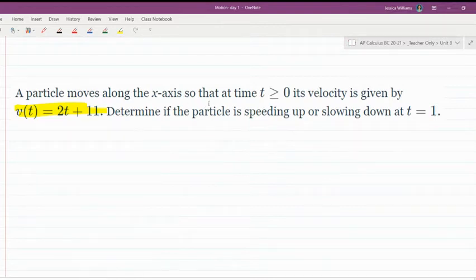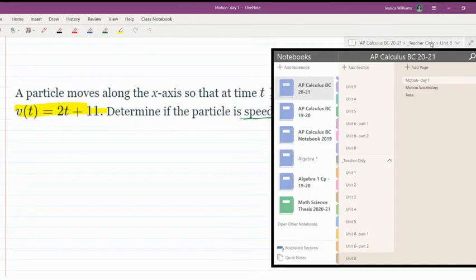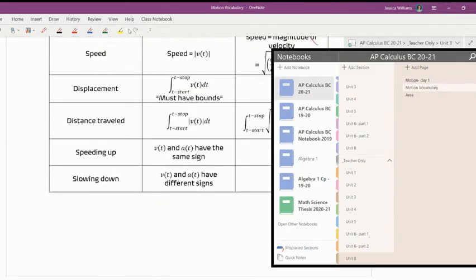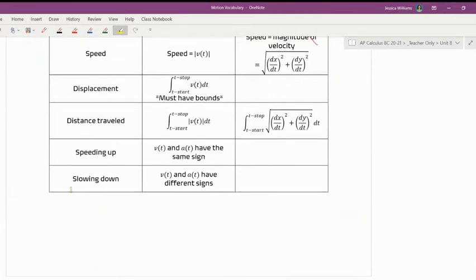All right, determine if the particle is speeding up or slowing down. So speed up, slow down. So before I go back to your sheet, speeding up and slowing down are not acceleration. That is not the same thing as acceleration. Back in your vocab sheet, looky here, speed up and slow down. So here's what it means. In order to be speeding up, velocity and acceleration have to have the same sign. I mean that they're either both positive or they're both negative.